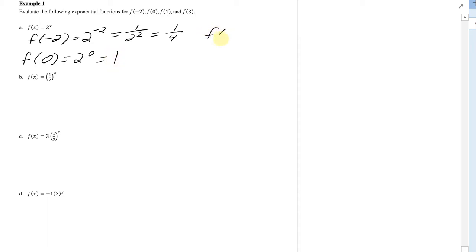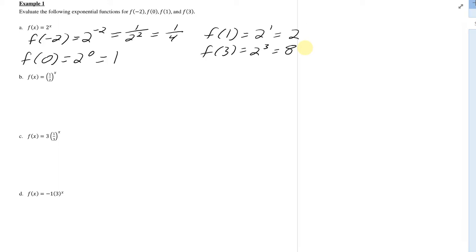Next, we're going to evaluate f of 1. I'm just going to replace the x with a 1 now. So this equals 2. And then finally, this will be 2 to the third. So then this will equal 8.